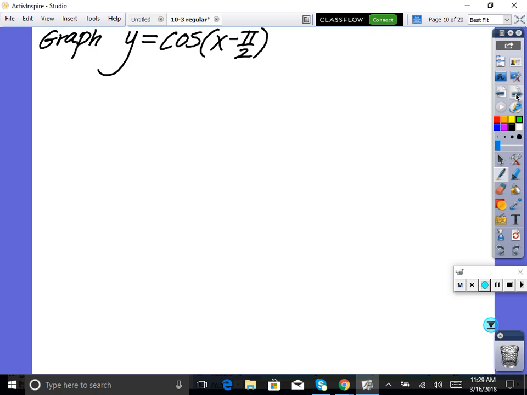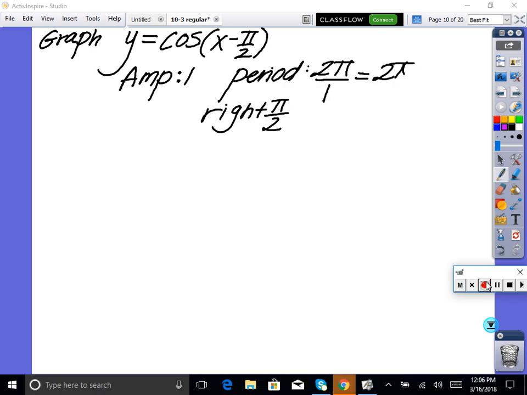So that's all before lunch. This is going to be the first time we shift left and right. Honestly, guys, this is going to be the easiest way. So just go with it, okay? So first of all, we will list out our amplitude. Now, we would list out our period. So our period is 2 pi over b. b is 1, so it's 2 pi. But then after that, we have to shift right pi half.